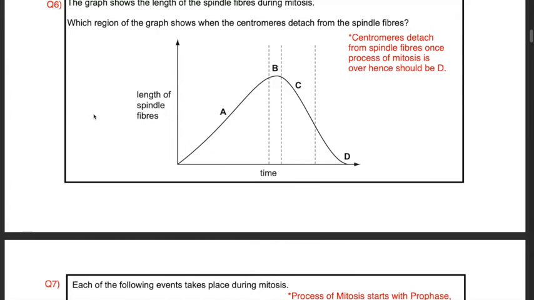And it is obvious from this given graph, because at D, the length of spindle fibers reaches 0. That means the process of mitosis is over, telophase has been reached and done with. Hence, this is where the spindle fiber starts to break down and reach length of 0. Therefore, D is the correct choice.